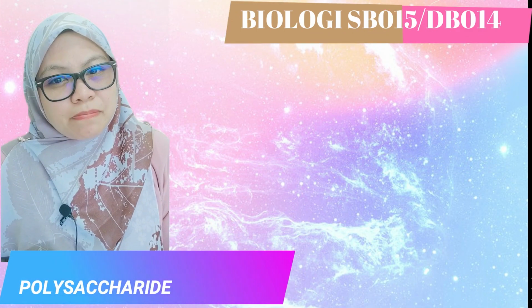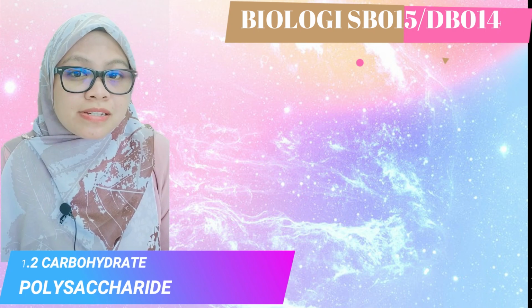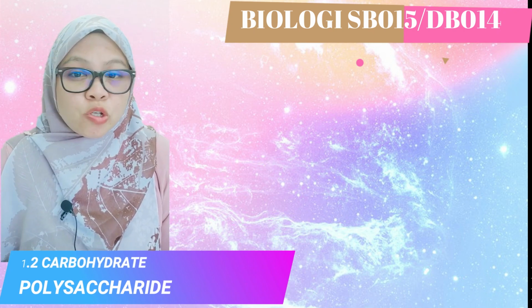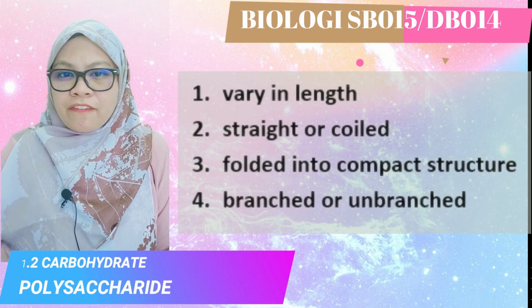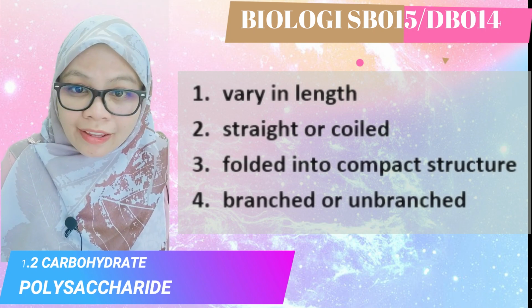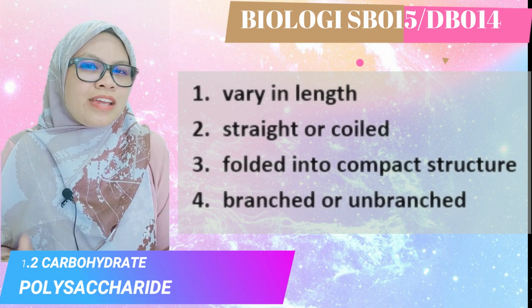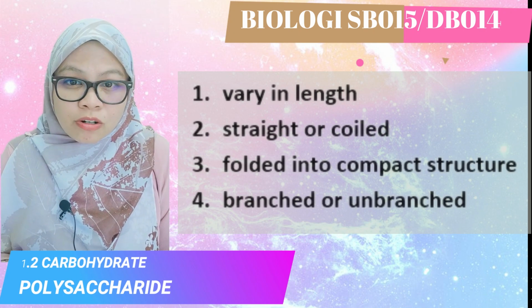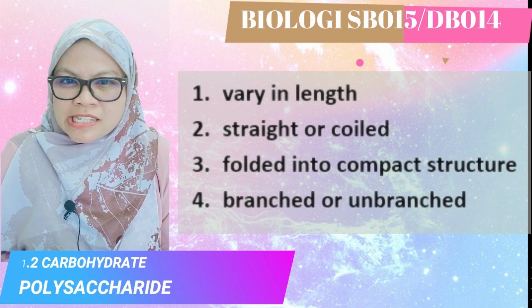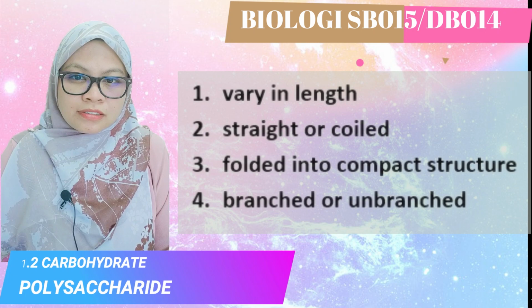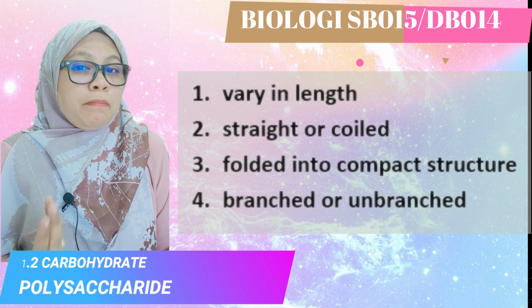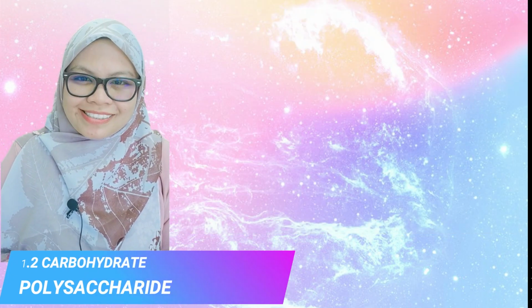Since polysaccharide is made out of hundreds or thousands of monosaccharides, the chain of polysaccharide may differ in terms of chain length. Either the chain is straight or coiled, or the chain is folded, or maybe the chain will be branched or unbranched.